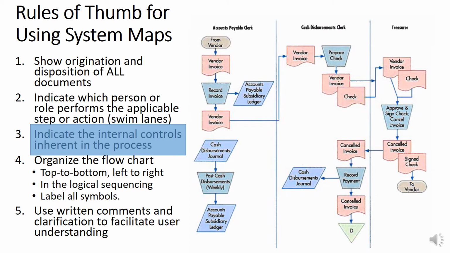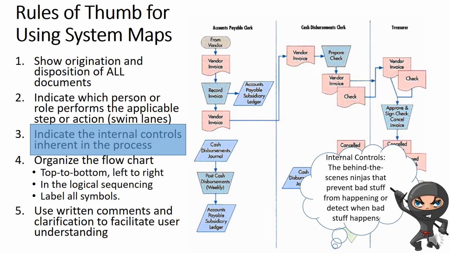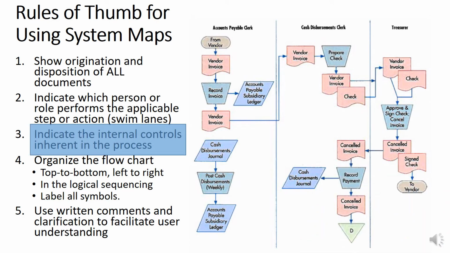Next, internal controls inherent within the process. As a way of review, our internal controls are almost the behind-the-scenes ninjas that either prevent bad stuff from happening or can be used to detect when bad stuff happens so that you can correct it. Here on the process, there are a couple of internal controls.